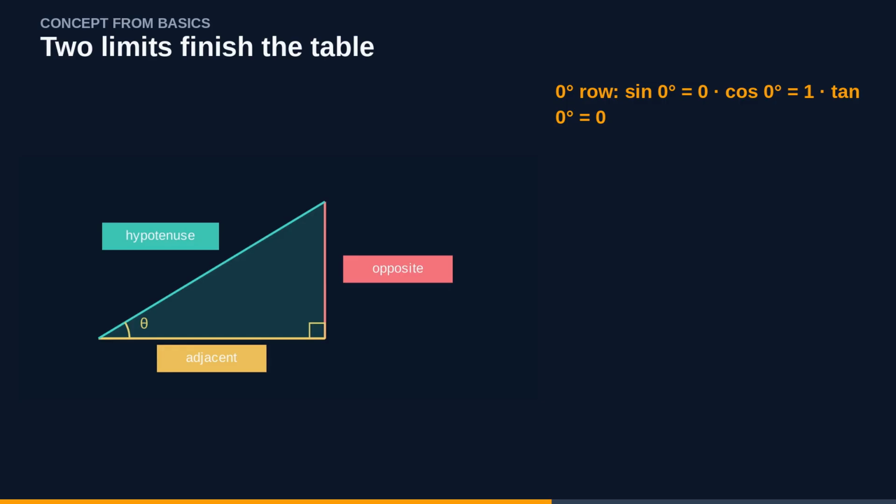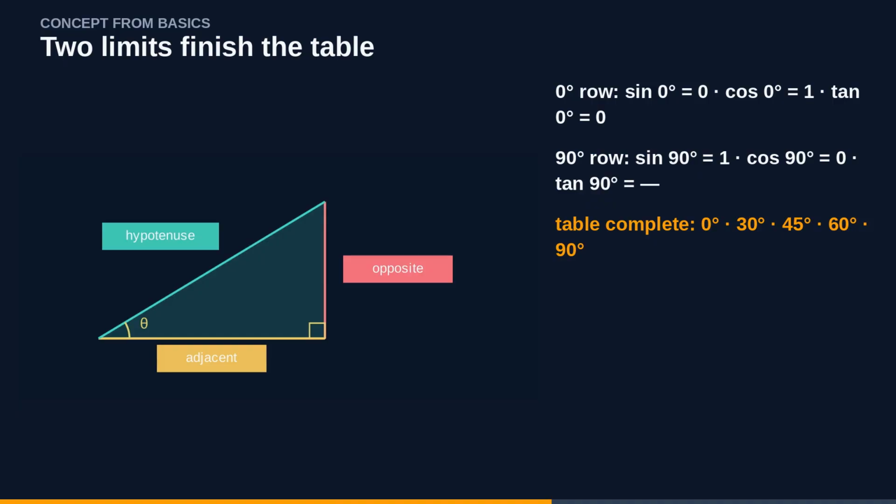Now push the angle up to 90, the opposite leg takes over the full hypotenuse and the adjacent leg shrinks to 0. Sine of 90 is 1, cosine of 90 is 0, and tan of 90 divides by 0, so it is undefined. That completes all 5 rows. Memorize the table once, and every value question afterwards is 1 lookup and 1 multiplication.